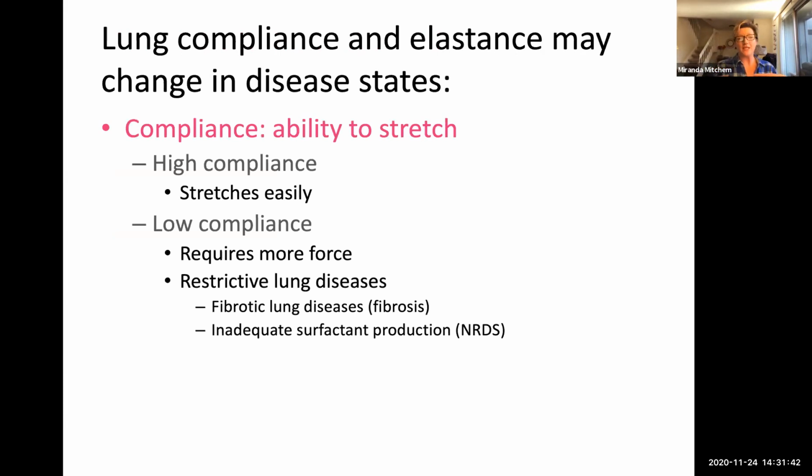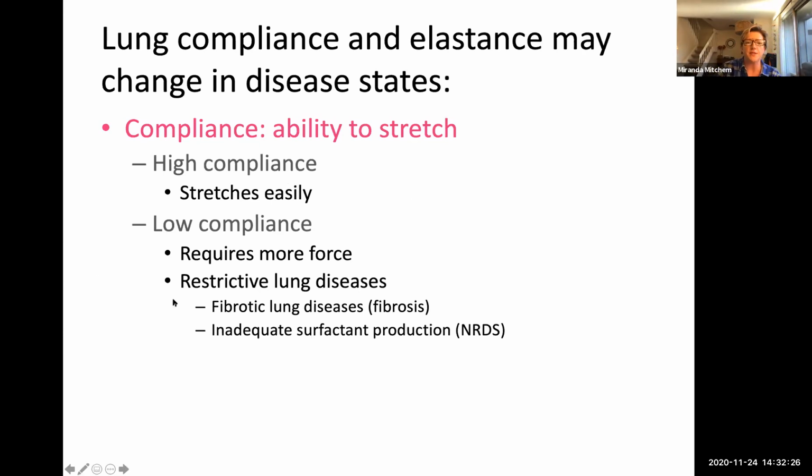Okay, so compliance is the ability to stretch, where elastance is recoil. So elastic recoil. What high compliance means is that it stretches easily, like a loose piece of elastic would stretch easily. Low compliance means it takes more force to do it. So imagine you have a TheraBand, and they have different grade TheraBands. Some of them are harder to pull than others. So you have the least resistance TheraBand, you can stretch it. But then you get the high resistance one, and it takes much more energy and force to stretch it.